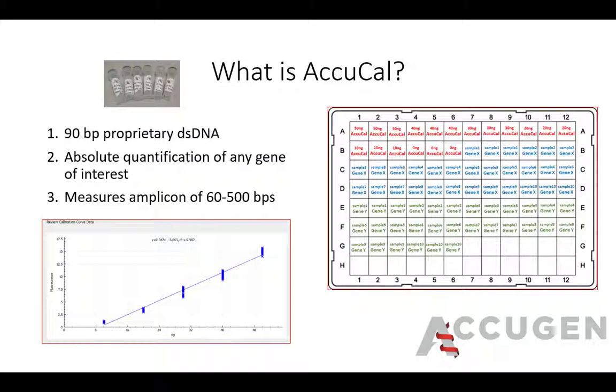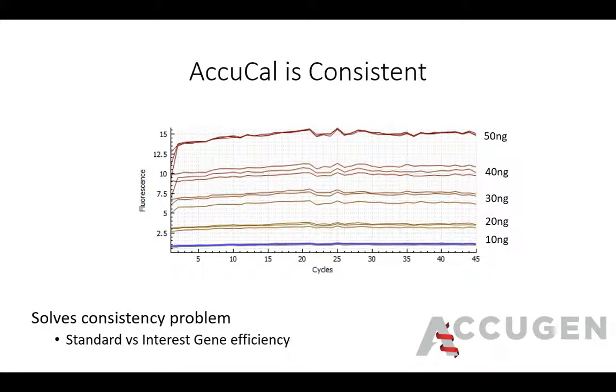On the right, you can see the process of pipetting Accugen standards, marked in red. Blue and green are your gene of interest, and essentially multiple sets of genes can be quickly measured on the same plate without making new standard curves. This tool is compatible for amplicons between 60 to 500 base pairs.